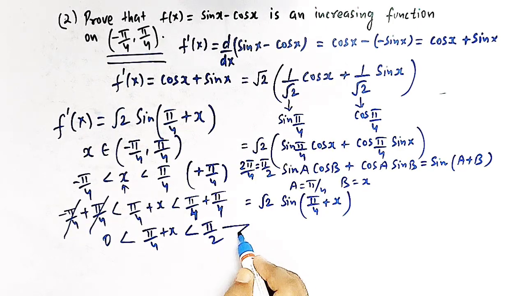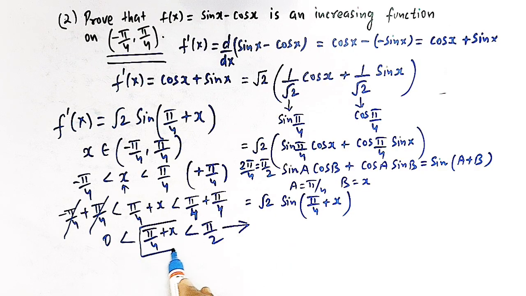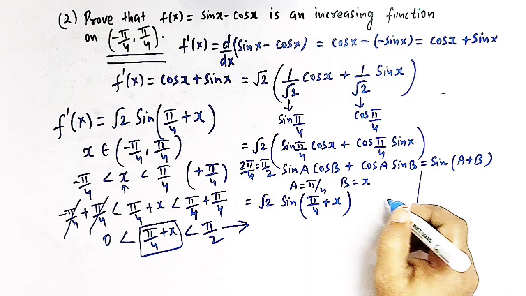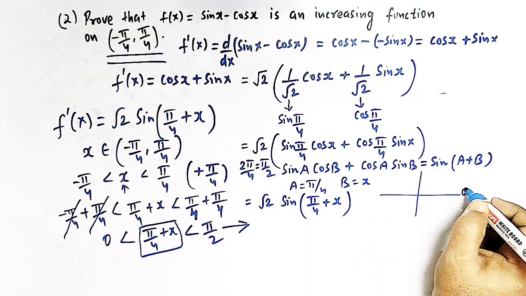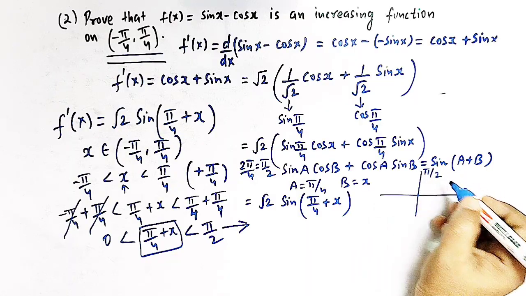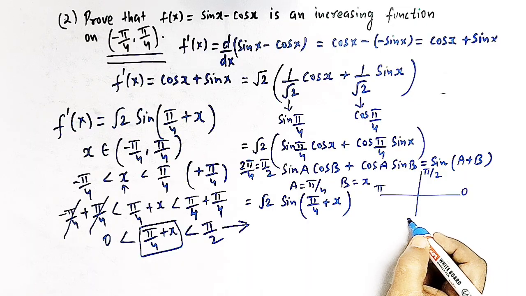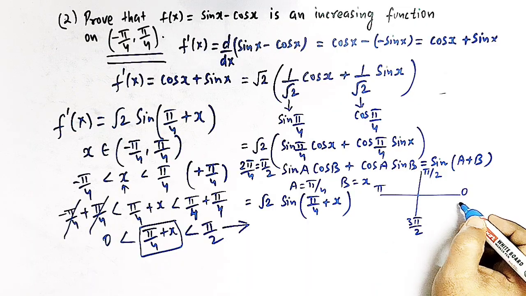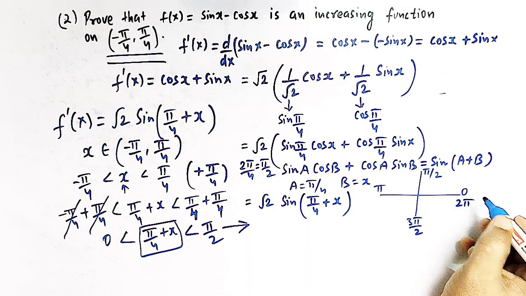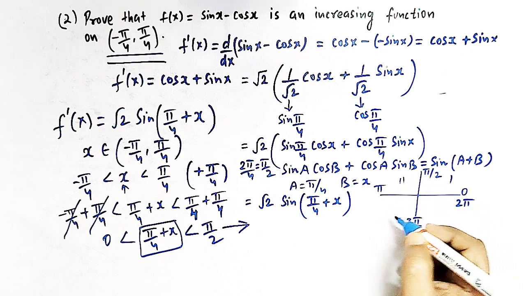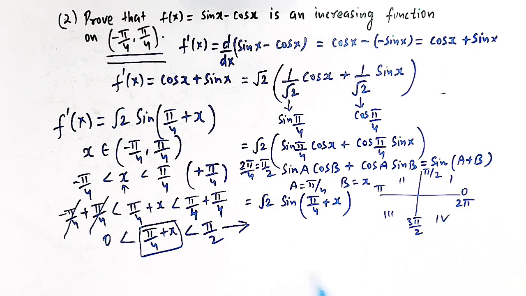So now from this inequality we can conclude that this angle, that is pi by 4 plus x, lies between 0 and pi by 2. So here we have the quadrants. Here we have 0, here we have pi by 2, here we have pi, 3 pi by 2, and here we have 2 pi. This is the first quadrant, second, third and fourth, right?